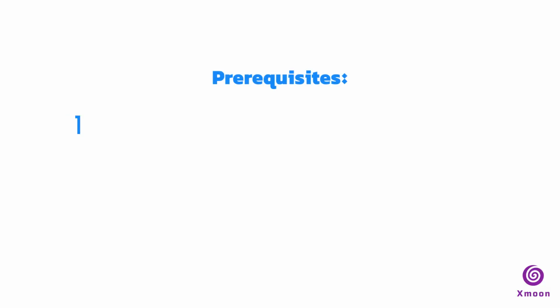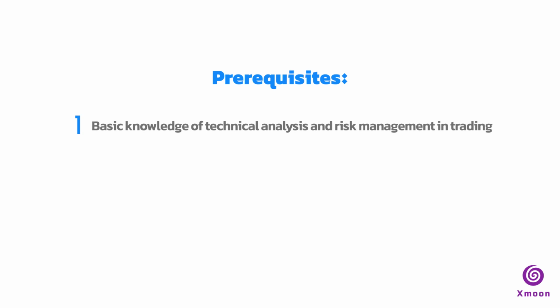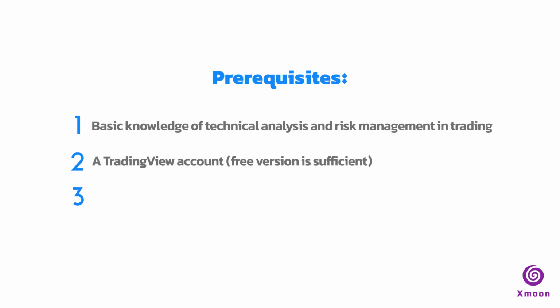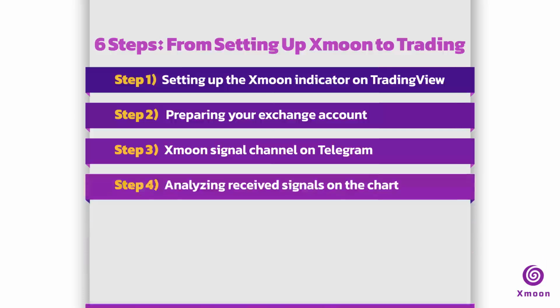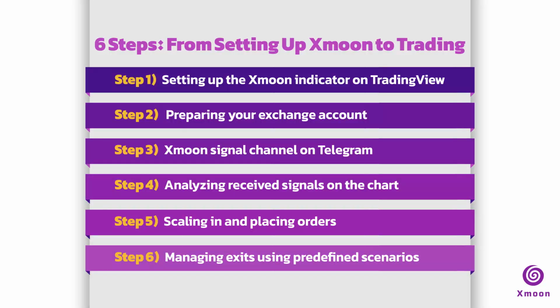First, we assume you have basic familiarity with technical analysis and capital management. Second, you have a free account on the TradingView website. And third, you have an account with a crypto exchange. Alright, if you're ready, let's go through the complete process of a real trade with the Xmoon indicator and begin the tutorial. We'll cover these in 6 key steps, from setting up the Xmoon indicator on TradingView to executing the trade and managing the exit.